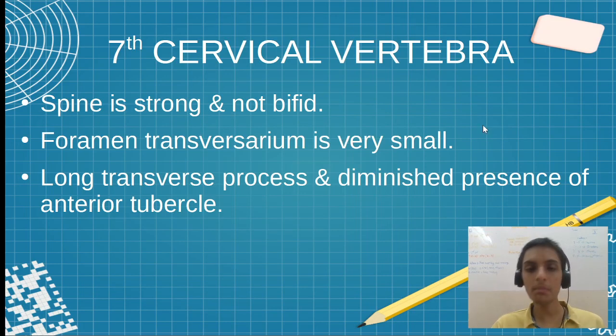So what is this important foramen transversarium? This is present in the transverse process of the vertebra. So, a long transverse process and diminished presence of the anterior tubercle. Remember that in the transverse process, we have an anterior tubercle and a posterior tubercle. What he's saying is that the anterior tubercle is not very prominent. I can see the posterior tubercle more. Anyway, I'll show you a diagram.